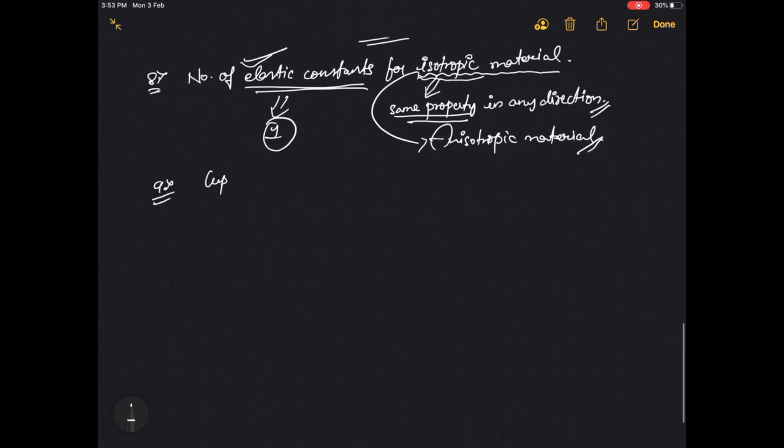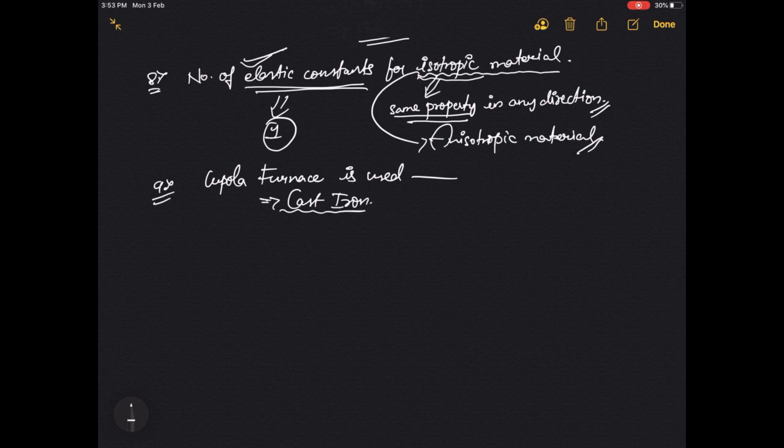And one more question is they asked: cupola furnace is used for dash. So the answer is cast iron. Okay, so it's a direct question. Cast irons usually are melted using this cupola furnace, and the options are also similar. Like they gave plain carbon steel. So obviously, plain carbon steel is produced using an LD converter or an electric arc furnace. So they confused by giving plain carbon steel, cast iron, etc. And the answer is cast iron.